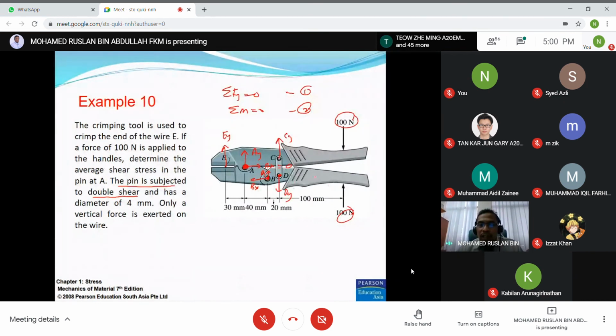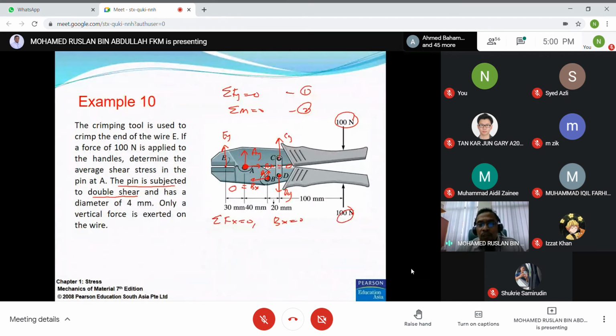But from this diagram, you know that BX equals 0. Do you agree with me? You know why BX equals 0? Because when you apply total Fx equal to 0, only BX is in the x direction. There is no other force in the x direction except BX. So BX equals 0, and we have DY and BY.